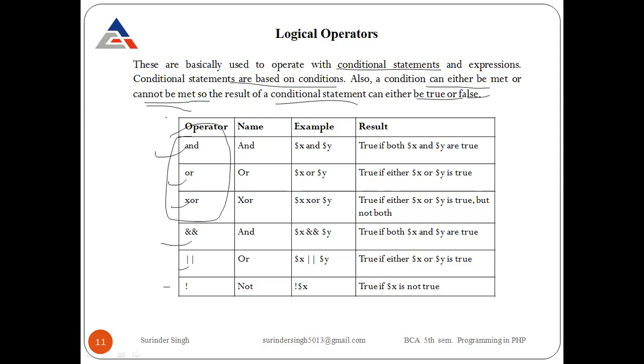And there are mainly 6 types of logical operators. In the table, the first column gives you the operator symbol, second is the name of the operator, third is the example, and last is the result. Clear?